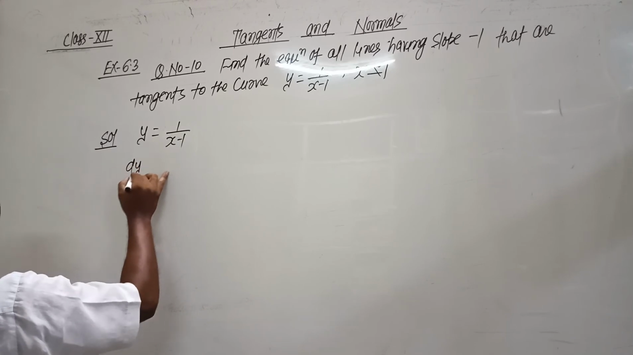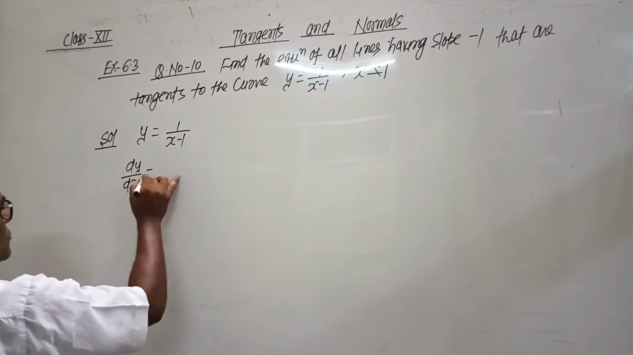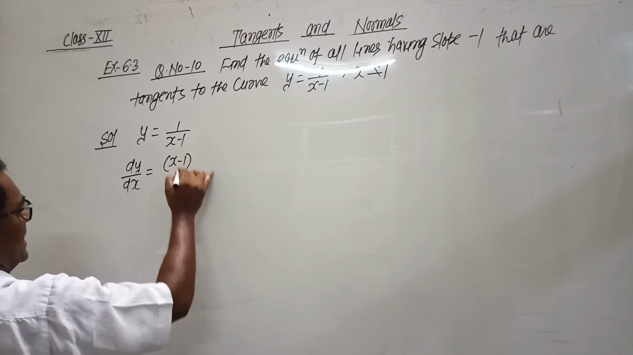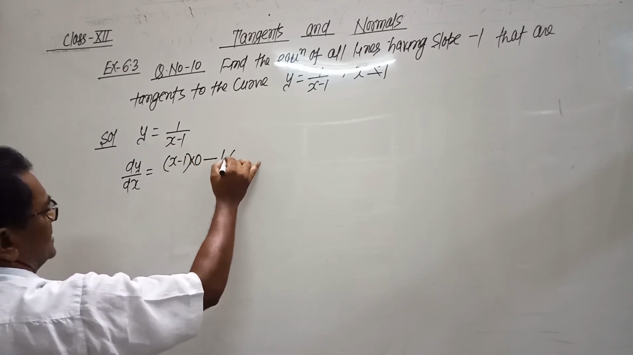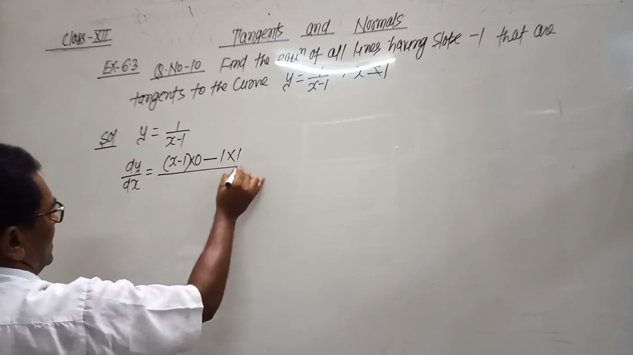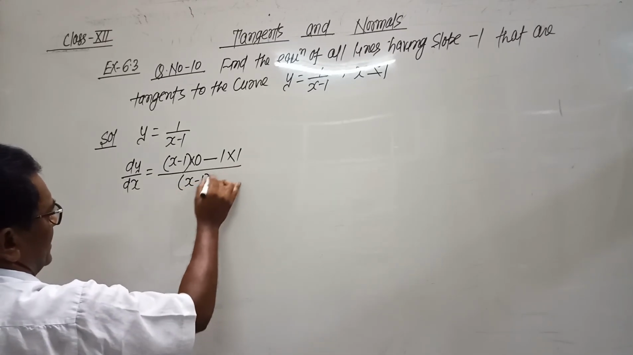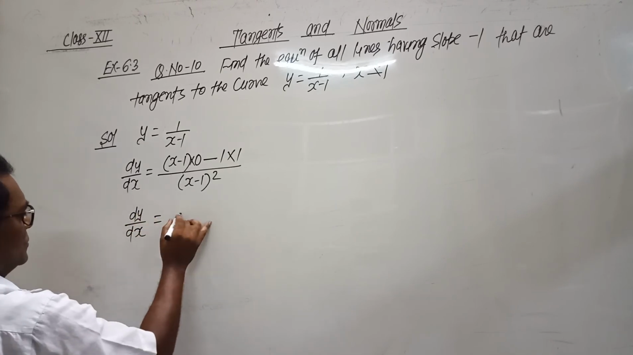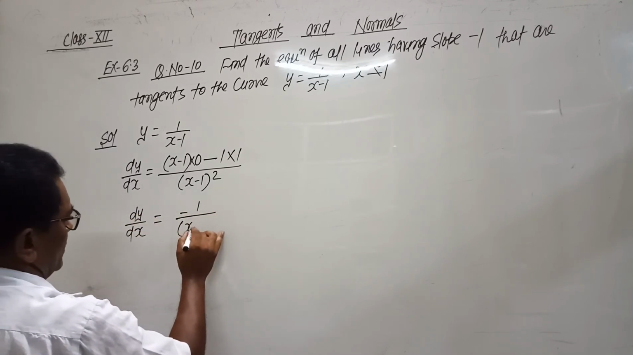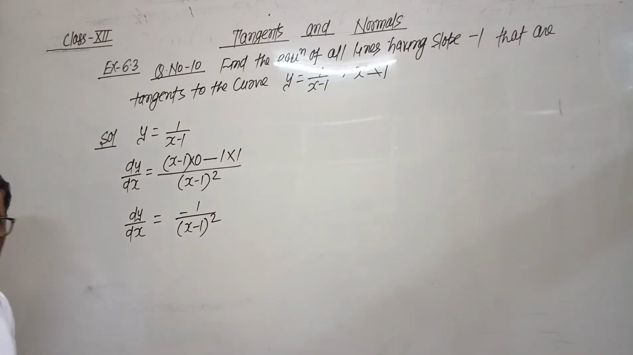So y equals 1 upon x minus 1. Differentiate dy by dx using the form u by v. x minus 1 as it is. Differentiation of 1 is 0, minus 1 as it is, differentiation of x is 1, upon v the square. So we get dy by dx equals minus 1 upon x minus 1 the whole square.